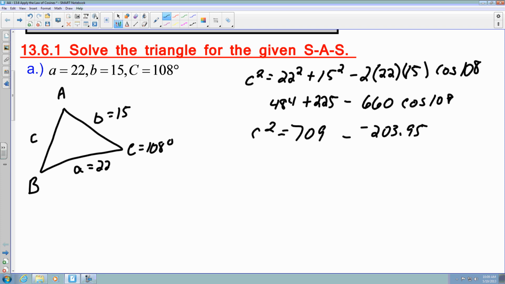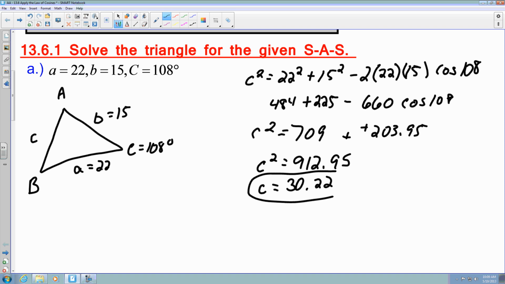So subtracting a negative number, I get plus, so 709 plus 203.95 gives me c squared equals 912.95. But that's c squared, so now I have to take the square root of that, and that's going to give me c as a distance of 30.22 roughly. So got that.